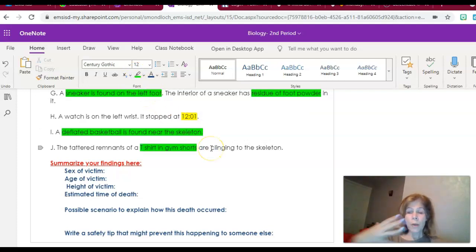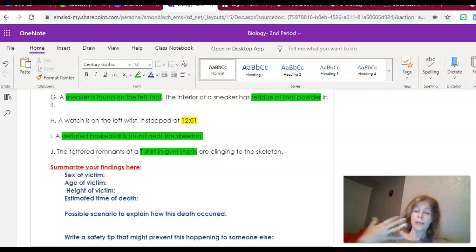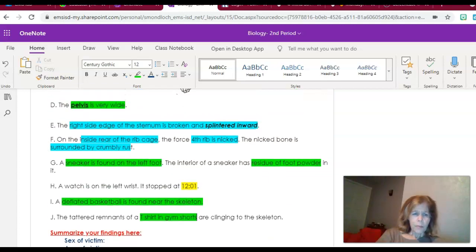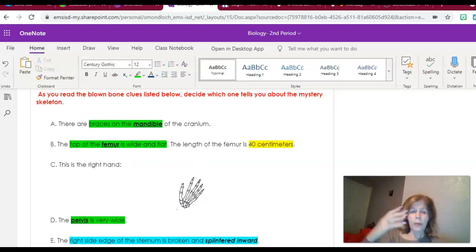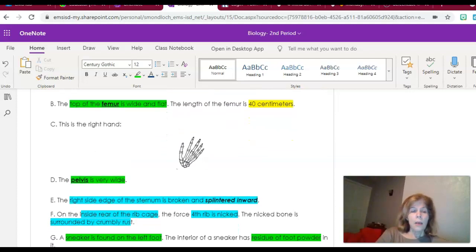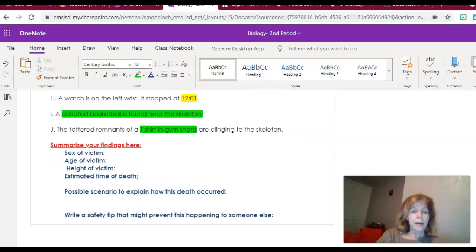And so once again, that fits the younger, this was probably a school-aged victim because we have t-shirt, gym shorts, sneakers, athlete's foot powder, deflated basketball. Okay, so now that you have all your clues, then you summarize what the sex of the victim is, and that you want to look at the skeleton, and it will help you decide that.